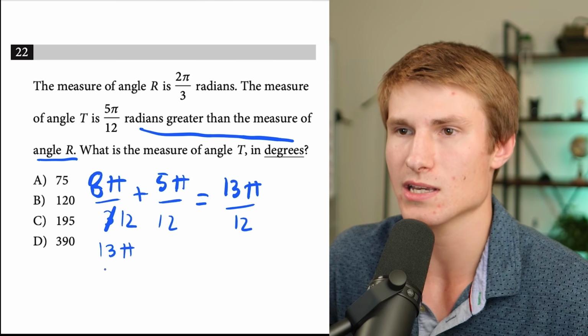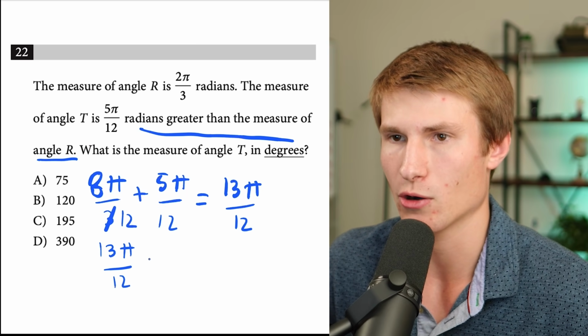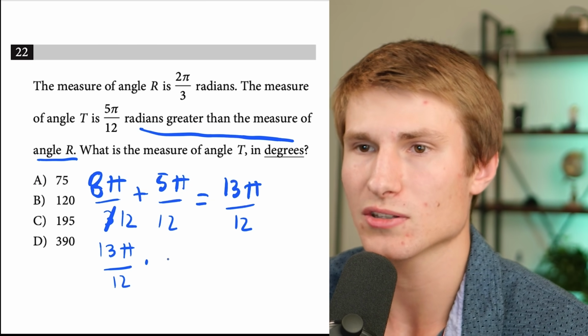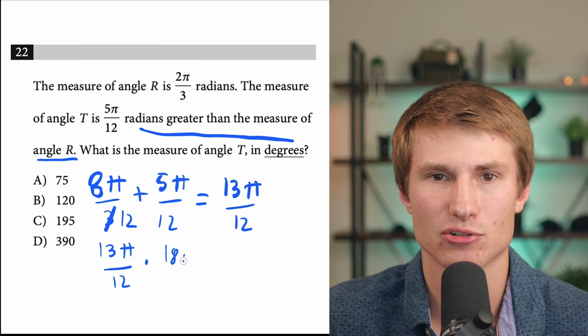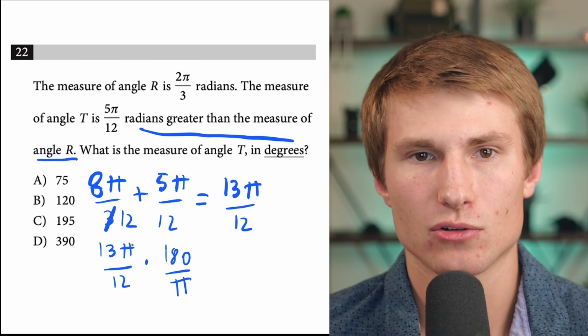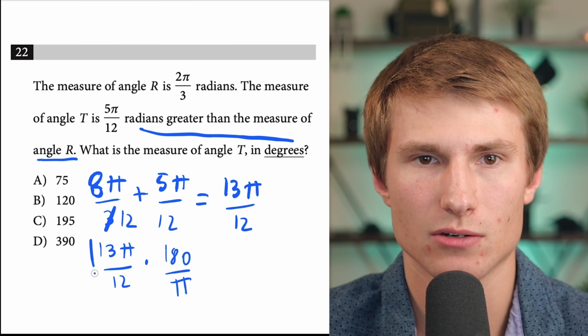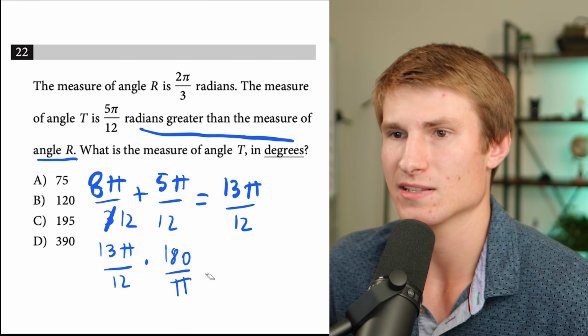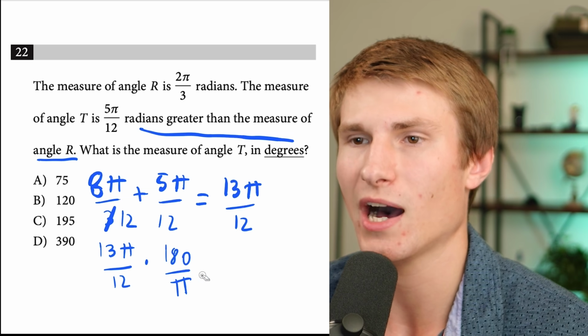Now this is really easy, but some people can get tripped up on it if they don't know this trick. In order to convert from radians to degrees, you need to multiply by 180 degrees over pi radians. Now keep in mind that we have radians as our units in here with this 13 pi over 12. So to get rid of those radians, we have to have radians in the denominator right here, which is why we have pi on the bottom.